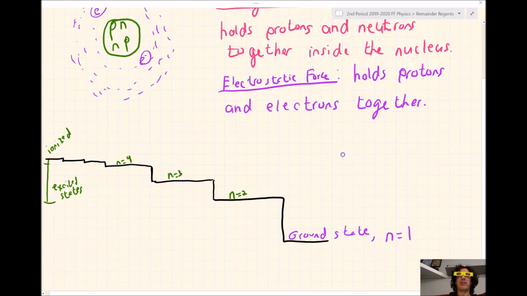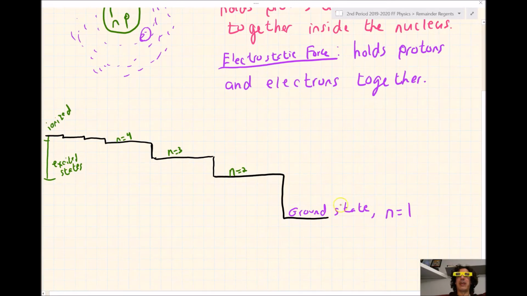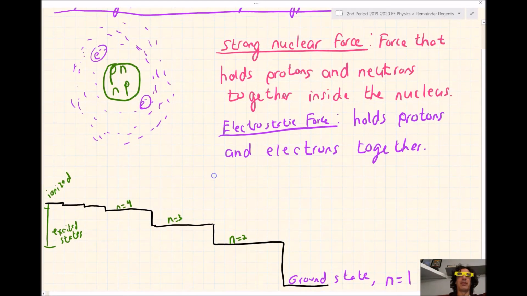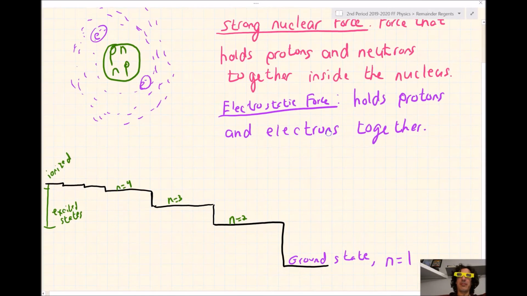Now it must gain a specific amount of energy. So if it's at n equals 1 and it goes to n equals 2, it has to gain that exact difference between n equals 1 and n equals 2. Or if it goes from n equals 1 to n equals 4, it has to gain that exact difference between n equals 1 and n equals 4. So the farther away the electron gets from the nucleus, the more energy it has due to the work being done on it. The way it gains energy is by absorbing a photon.